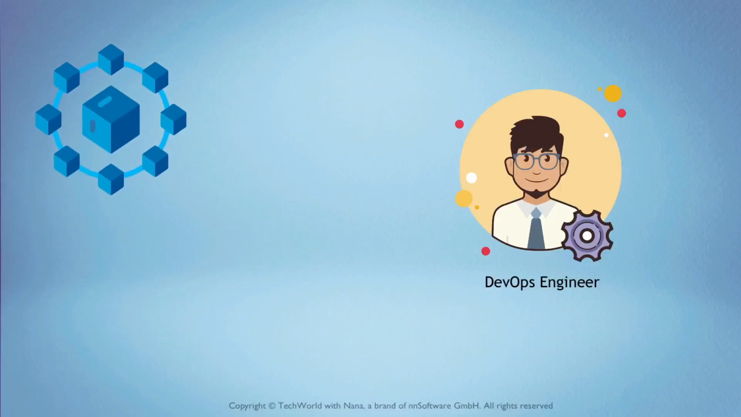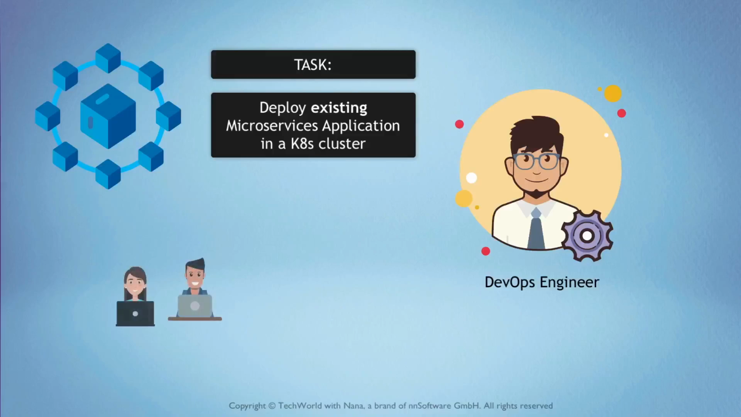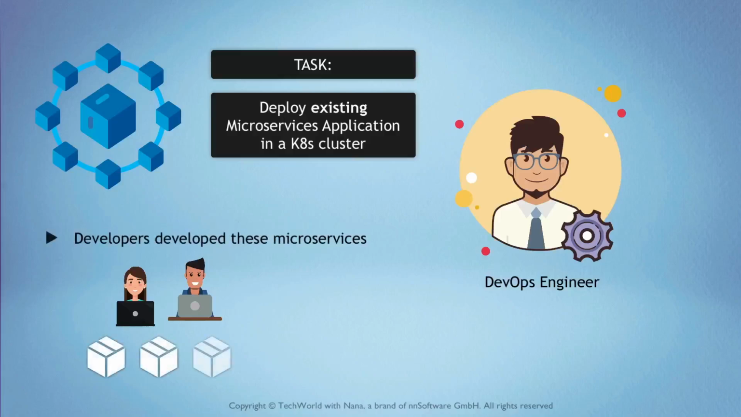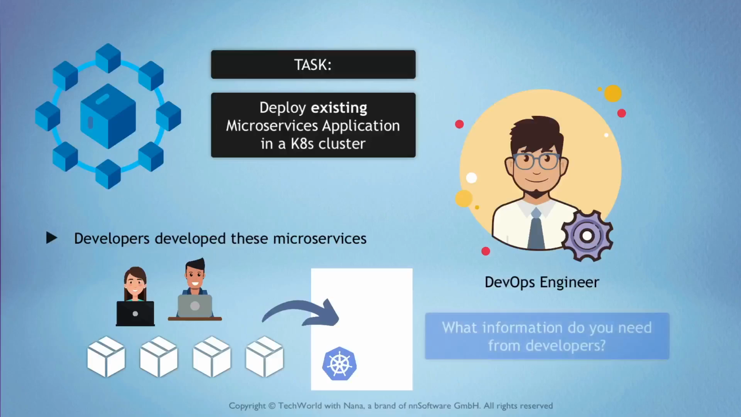Usually, when you are a DevOps engineer, you will get a task to deploy an existing, already developed microservices application in the cluster. So developers have already created and developed these microservices, and they're asking you as a DevOps engineer to please take these services and deploy them in a Kubernetes cluster. At this point, it's important to know what information you need from the developers about these microservices to be able to deploy them in the cluster. So let's go through this information one by one.